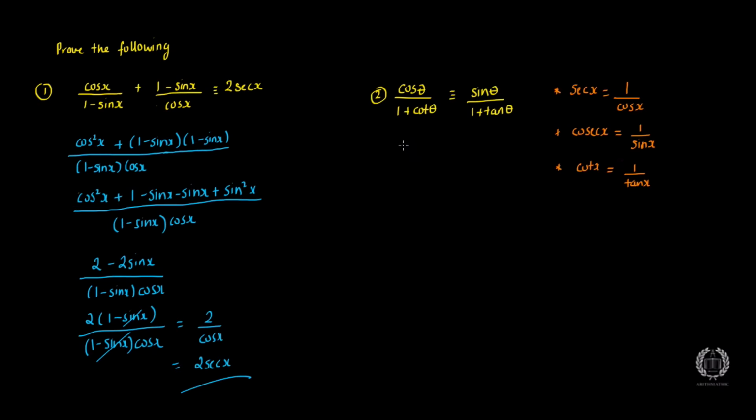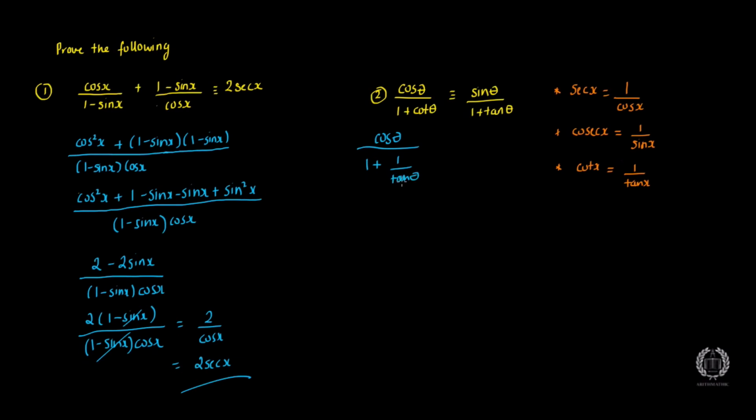Now if we go to this one, again, you could do whichever one you want. I'm going to go with the left-hand side. So we're going to have cos theta over 1 plus cot theta, right? Now, what I'm going to do is keep cos theta here over 1 plus. If we want to convert cot theta, if we look at the identity here, cot theta can be written as 1 over tan theta, right?